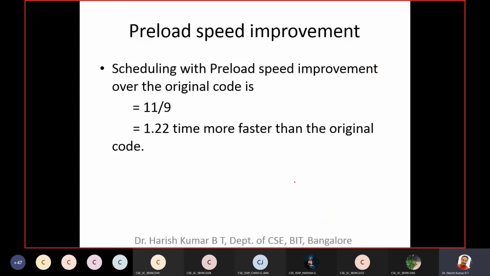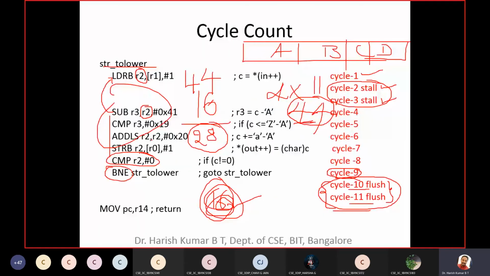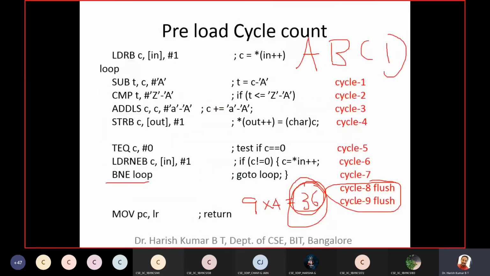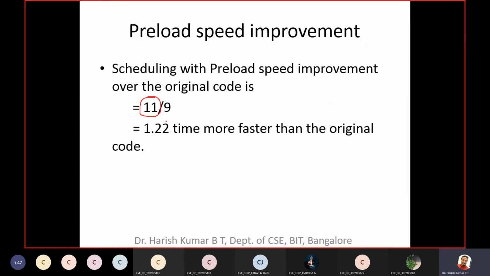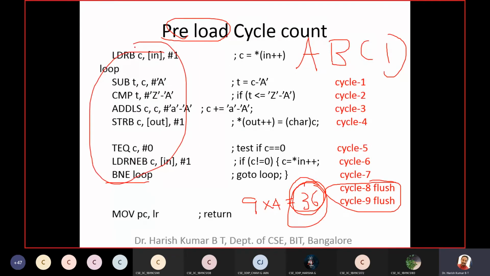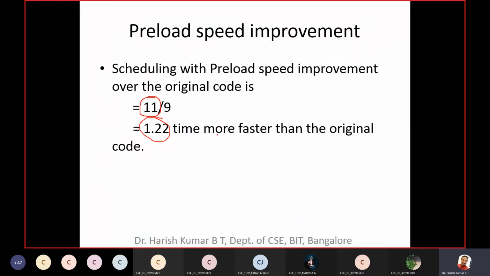Now the same thing is written here. With respect to one iteration, in the original code without any optimization, this code was taking 11 clock cycles, and the code after optimization with the preloading technique is taking 9 clock cycles. So 11 by 9, for the optimized code. So this code is how many times faster? This code is 1.22 times faster than the original code. Understood?